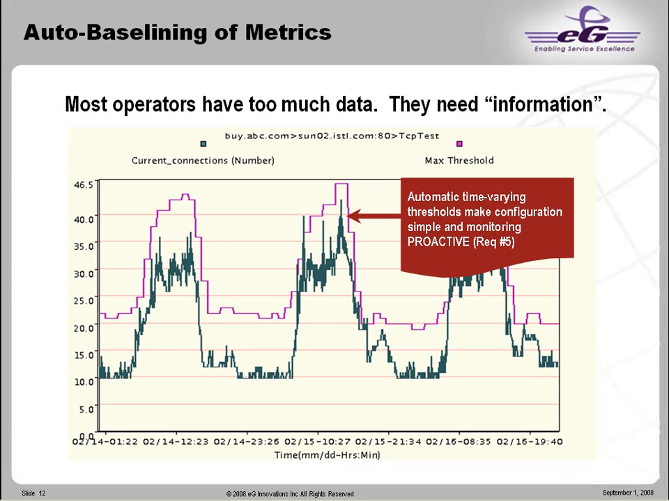In this case, the green line is the raw data. Using time-tested statistical quality control techniques, EG Enterprise determines the time-varying baseline for this metric. The baseline is indicated by the purple line. Notice how well the purple line tracks the green line over time. Having the monitoring system auto-baseline your infrastructure makes it simple to configure the monitoring system and makes the monitoring proactive.